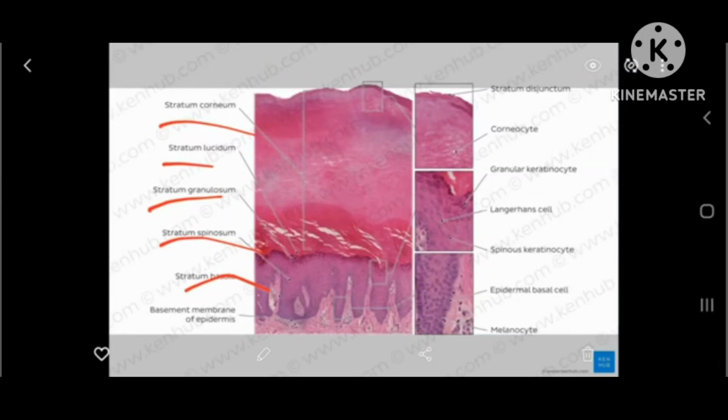There are a lot of cells as well, like the corneocytes, the granular keratinocytes, the Langerhans cells, the spinous keratinocyte, the epidermal basal cells, the melanocytes. These are basically different cells in the skin that work differently. I will explain all these cells in the next part of the skin. Let me show you another diagram.